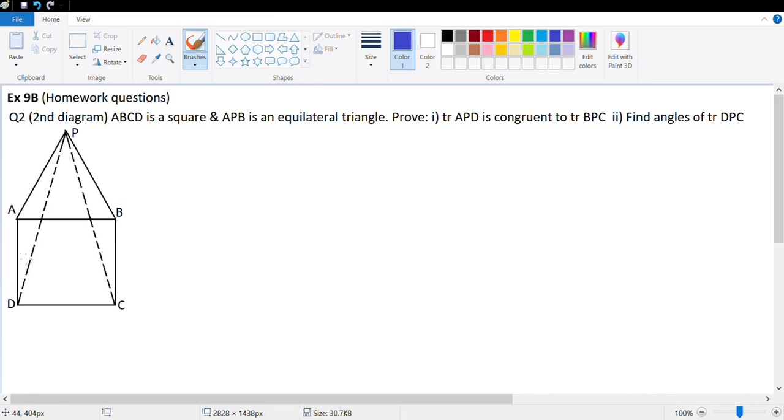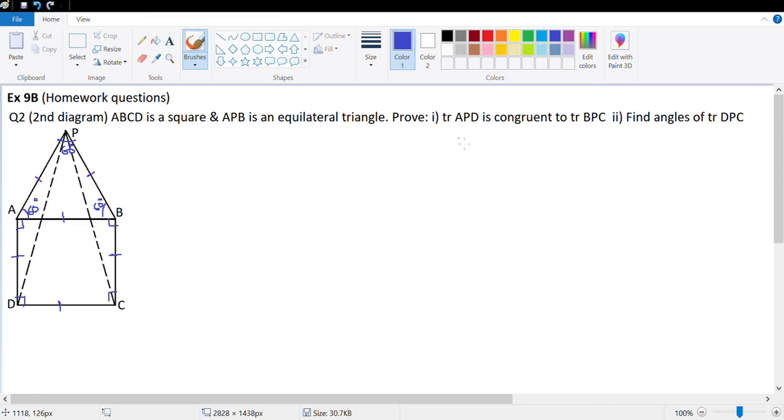Now since this is a square, all four sides are equal. Yes, all angles are 90 degrees. Perfect. Now we've marked this. And since APB is an equilateral triangle, again these three sides are equal, which means all six sides, which are AB, BC, CD, DA, AP, BP, all of them are equal. And this angle is 60 degrees because this is an equilateral triangle. So this big angle is 60 degrees.